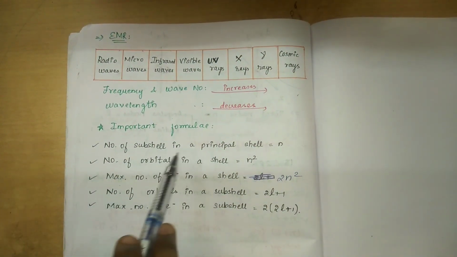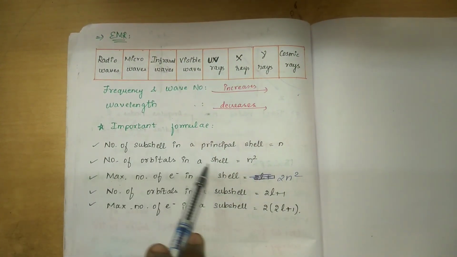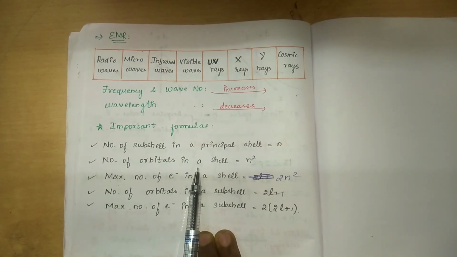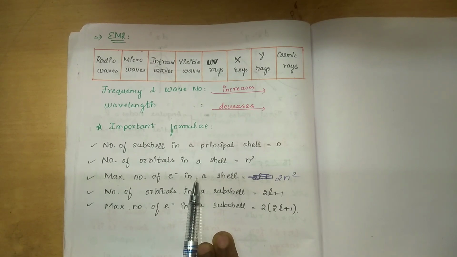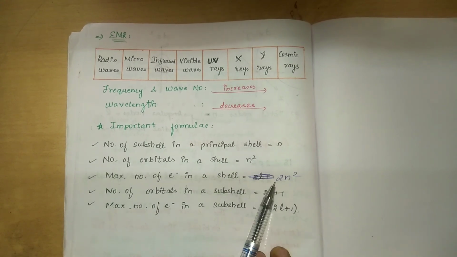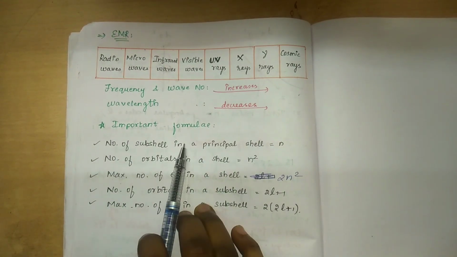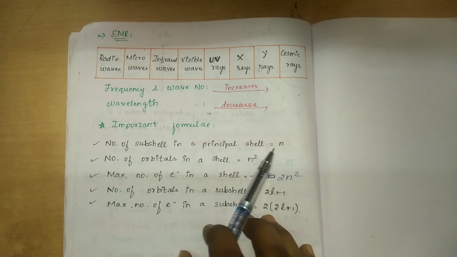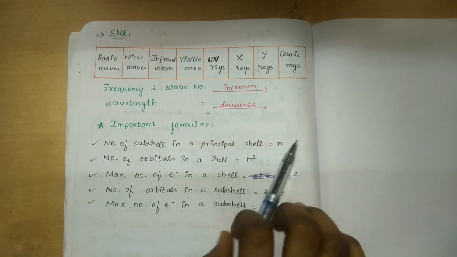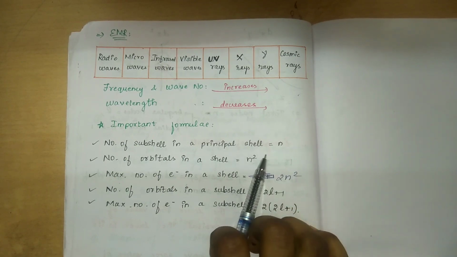Then important formulas. First is the number of subshells in a principal shell. In the first shell we have only the s subshell. In the second, along with s we have p. Third means s, p, d. Fourth means s, p, d, f. So the number of subshells in a principal shell is equal to n. If it is 1, it has only one, which is the s orbital. 2 means s and p. So we should find it likewise.